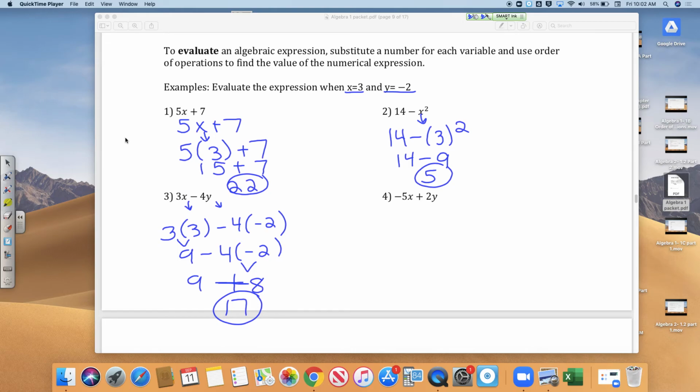And then number 4, step 1, I am going to replace the 3 in here for the x and a -2 in for y. Following the order of operations, -5 times 3 is -15. Then times negative 2 is negative 4, and negative 15 plus negative 4 is negative 19. That would be your final answer.